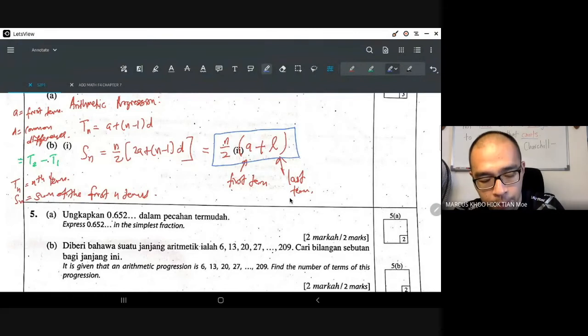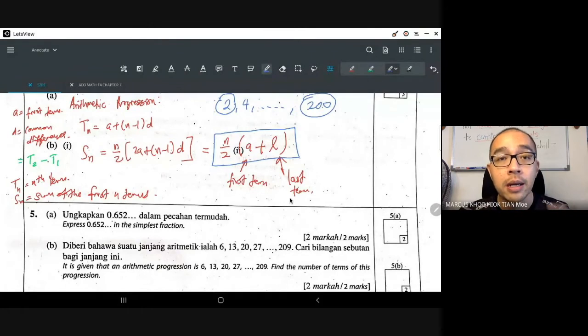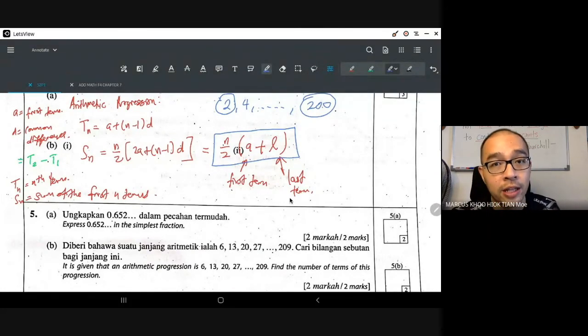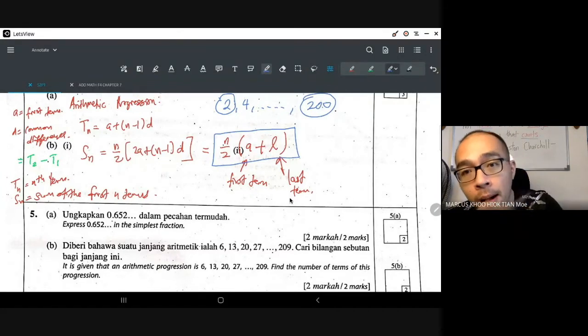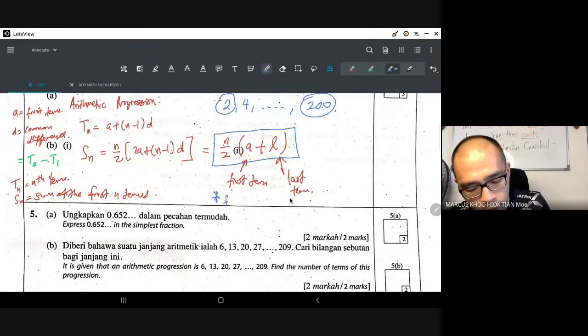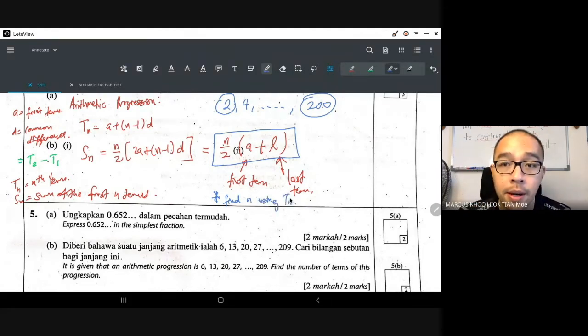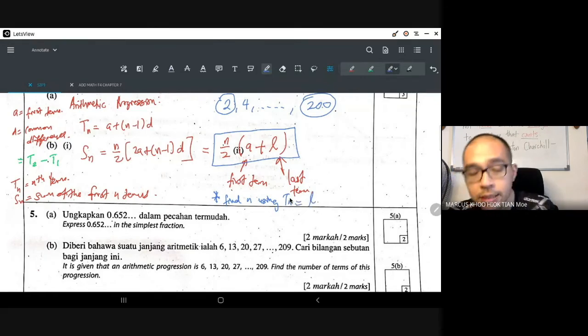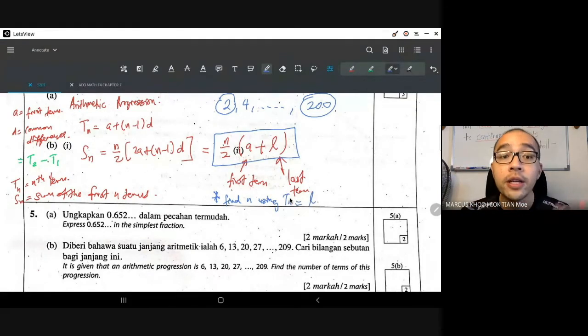Let's say for example, 2, 4, and so on and so forth, then lepas tu dia mau sampai 200. So they have given you the first term and the last term. The only problem with this, if you want to find the sum, 2 campur 4 campur 6 campur 8 sampai 200, is, make a star over here, you have to find n using Tn. Tn equals the last term. After you find the n, then only you can use this formula.